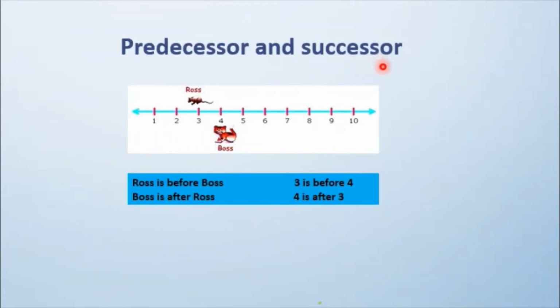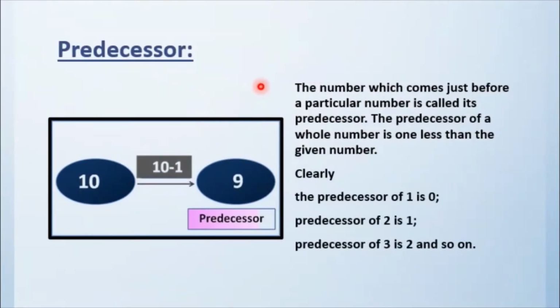Now we will talk about predecessor and successor. Predecessor and successor are just like before and after. Look at this picture. Rose is before boss and boss is after Rose. So Rose is the predecessor of boss and boss is the successor of Rose. Let's learn more about predecessor and successor. What is a predecessor? The number which comes just before a particular number is called its predecessor. The predecessor of a whole number is 1 less than the given number. Look here, 9 is the predecessor of 10. Clearly, the predecessor of 1 is 0, the predecessor of 2 is 1, the predecessor of 3 is 2, and so on.